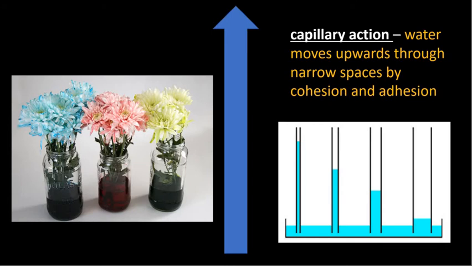Now, the issue is when it comes to plants, capillary action only works for 10 meters, which is about 30 feet. So that's pretty good for most plants, and it covers a lot of things, but it's not going to be enough. Okay, now the picture you see on the left is actually a very fun experiment to do.